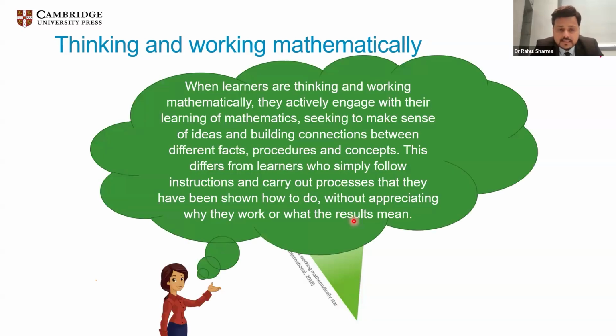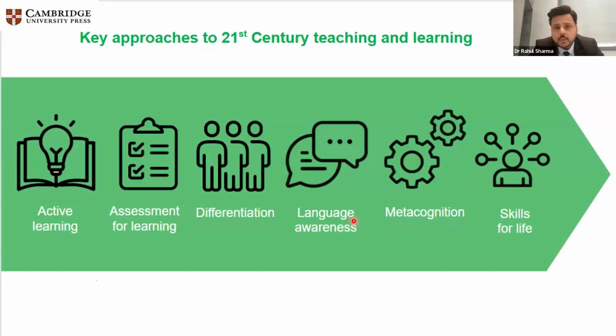So, when we talk about these things, most importantly, the 21st century teaching and learning approaches which are being given by Cambridge are as follows. As we can see, active learning, where children are themselves involved in their learning process. Assessment for learning, as a teacher or as a learner: whether the child is able to understand what I'm teaching. If not, am I checking and am I changing my ways? That comes into assessment for learning.